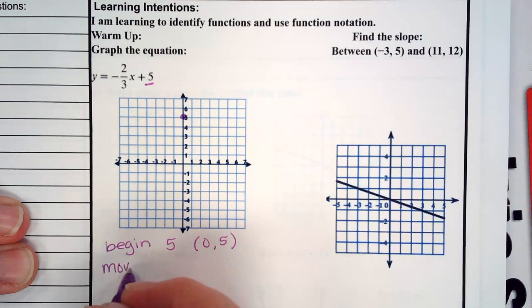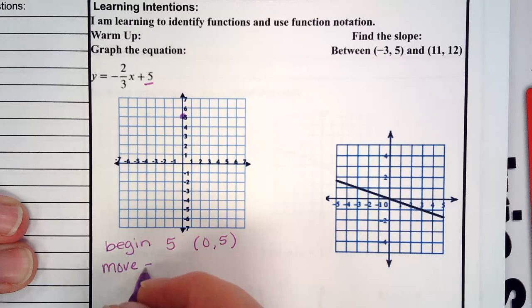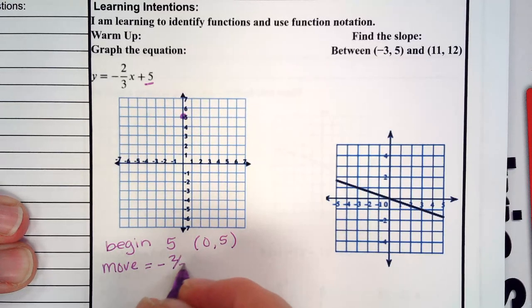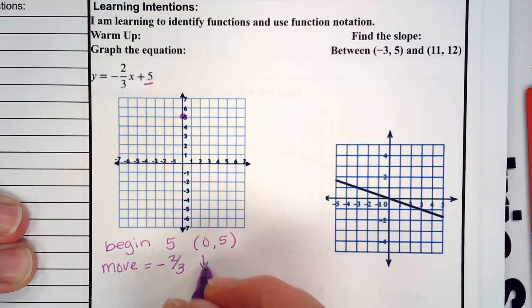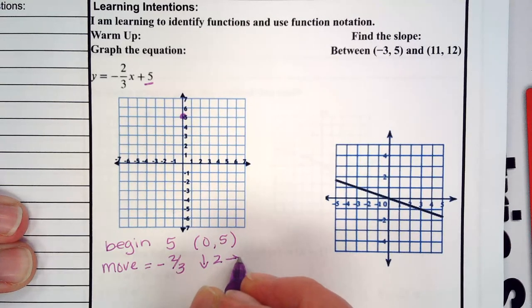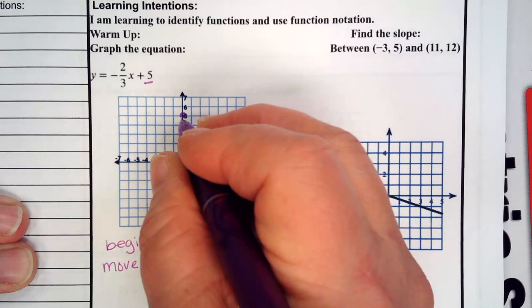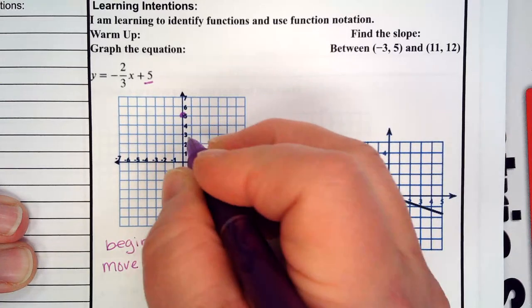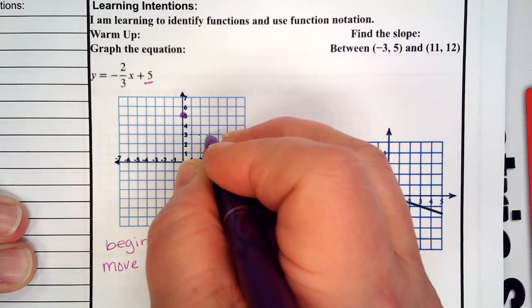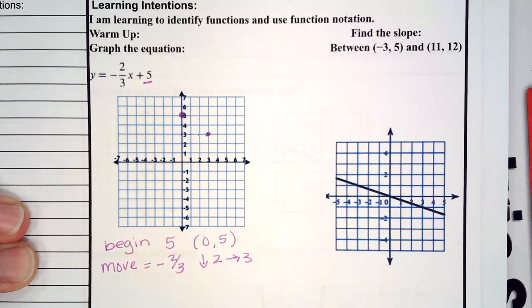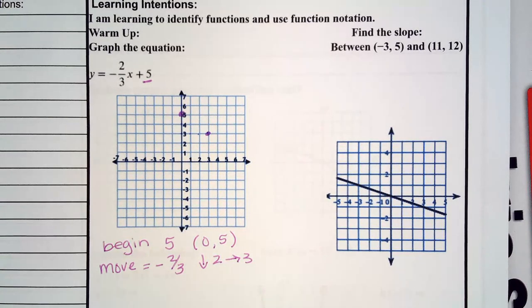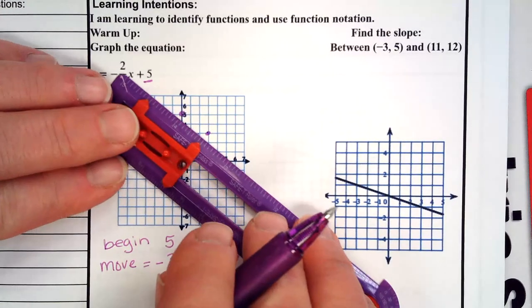I move, which is our slope, negative 2/3, which means I go down 2, I go right 3. Down 1, 2, right 1, 2, 3. There's my second point. I've got 2 points and I can now graph the line.